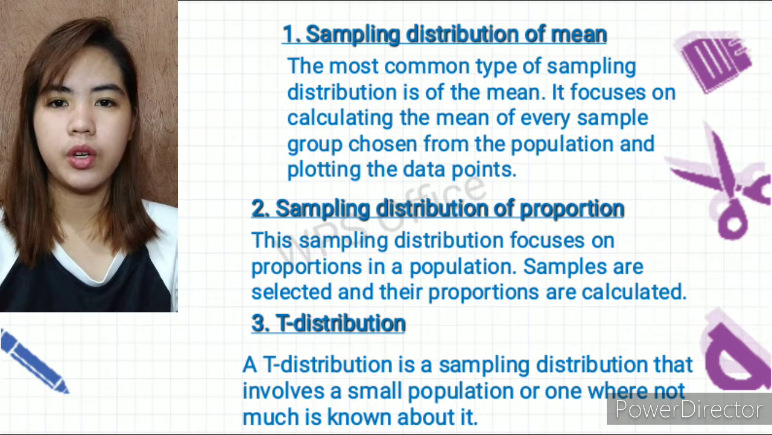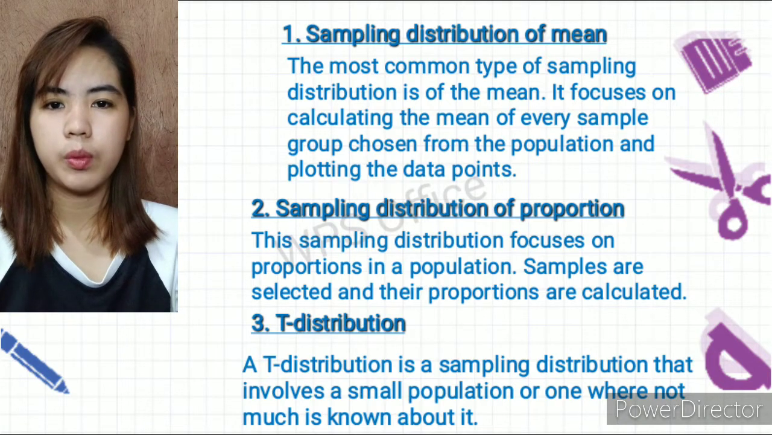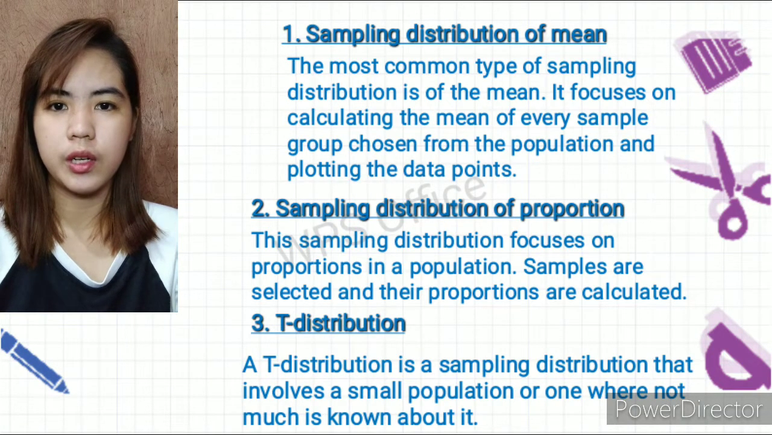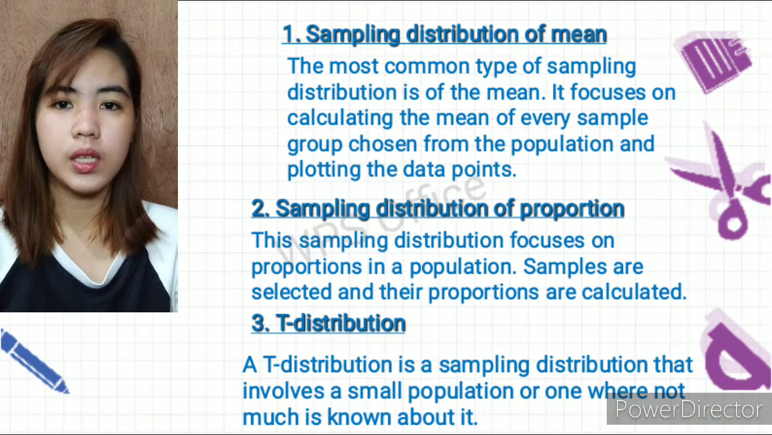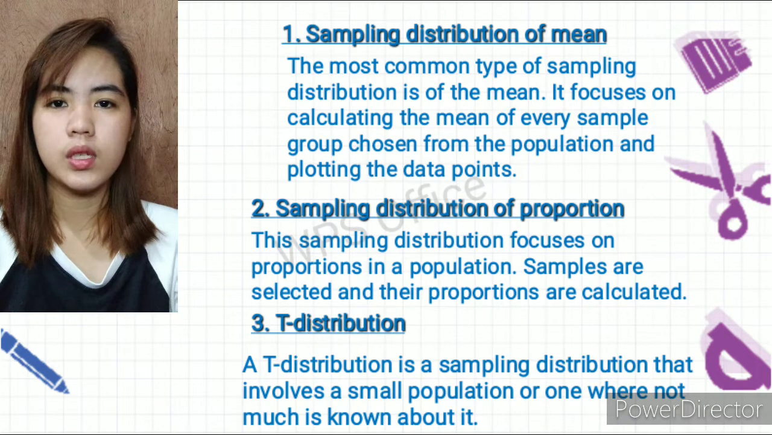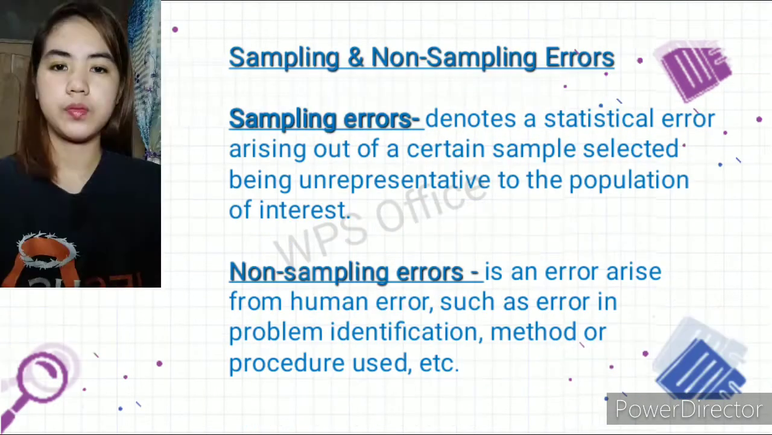Samples are selected and their proportions are calculated. It gives us information about the proportions in a population. So the mean of all the sample proportions calculated from each sample group would become the proportion of the entire population. However, t-distribution is a sampling distribution that involves a small population or one where not much is known about it. Thus, t-distribution is used to estimate the mean of the population, confidence intervals, statistical differences, and linear regression.